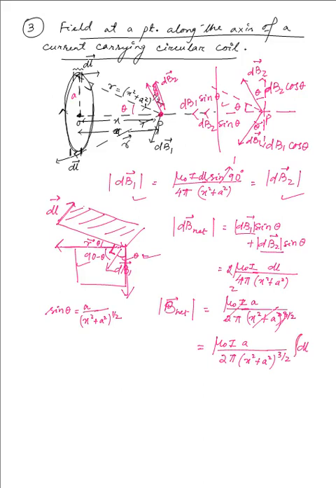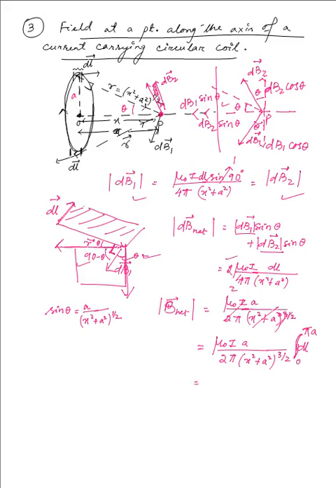Now dl is to be integrated here from value 0 to not 2 pi a but pi a, because we have two elements over here and for them the factor 2 was already multiplied over here, which got cancelled.